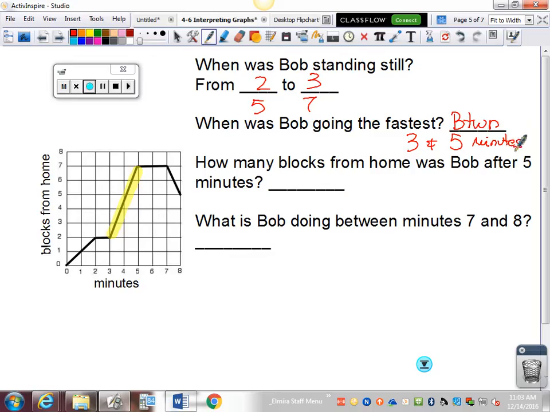How many blocks from home was Bob after 5 minutes? So this is simple reading the graph. 5 minutes, 7 blocks.